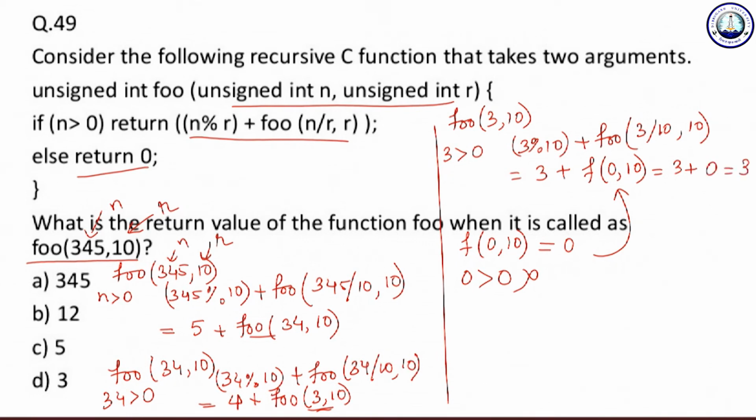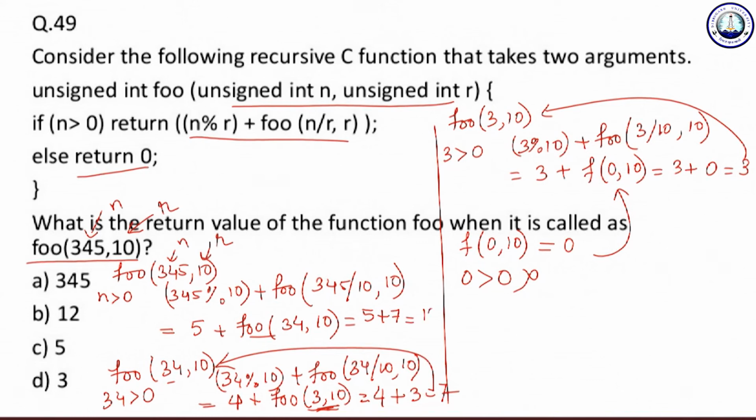Okay. So, this is the value for this one. So, here we will place it: 4 plus 3 is equal to 7. So, this is the answer for this one. Then 5 plus 7 is 12. So, here we can see that finally it gave the return value 12. So, the answer for this question is 12.